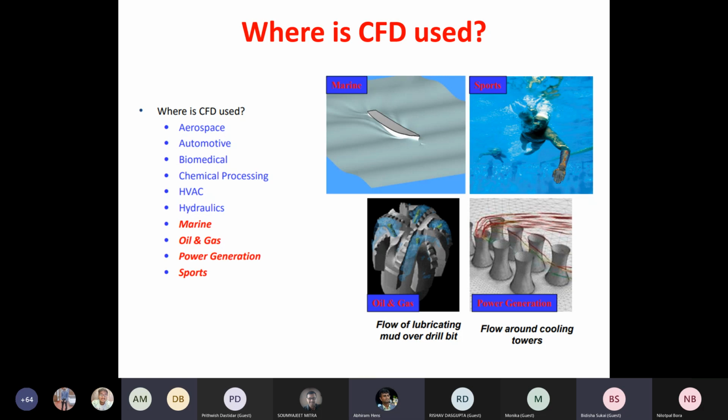So these are some areas. The list is very detailed. I am just covering a few things to give you the area of applications of CFD. Okay, so after this, we studied what fluid dynamics is, what CFD is, what its advantages are, and where it is applied. We have discussed these things.